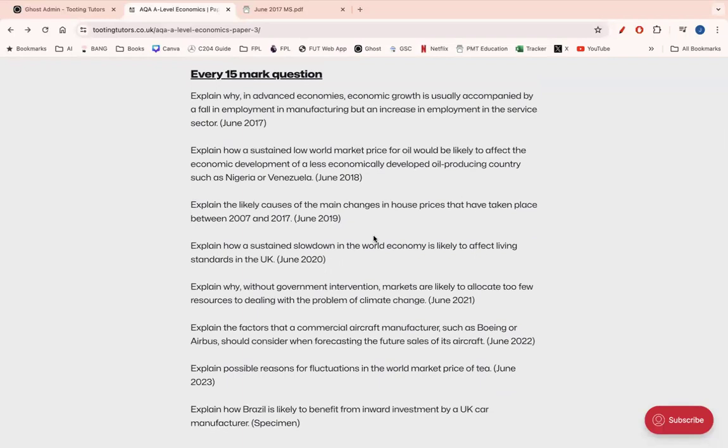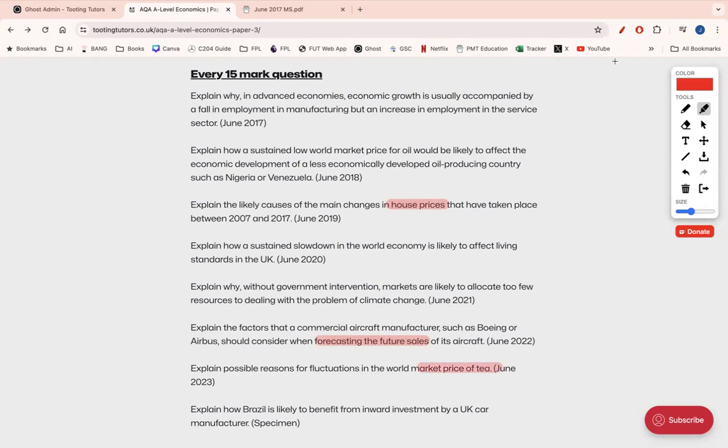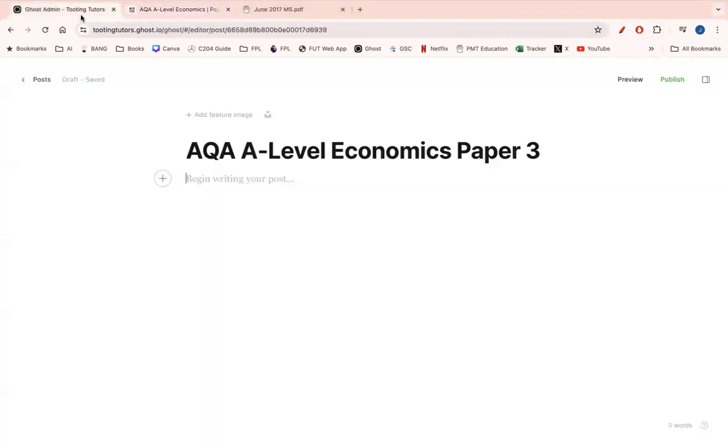But the one thing I would say is that this question asked about the main causes for changes in house prices. This question said, what would you consider when forecasting future sales? And this question said, what are the possible reasons for a change in the price of tea? All three of these questions are about year 12 micro. What affects price? Well, there are only two things that can affect price. One, a shift in the supply curve, or two, a shift in the demand curve.